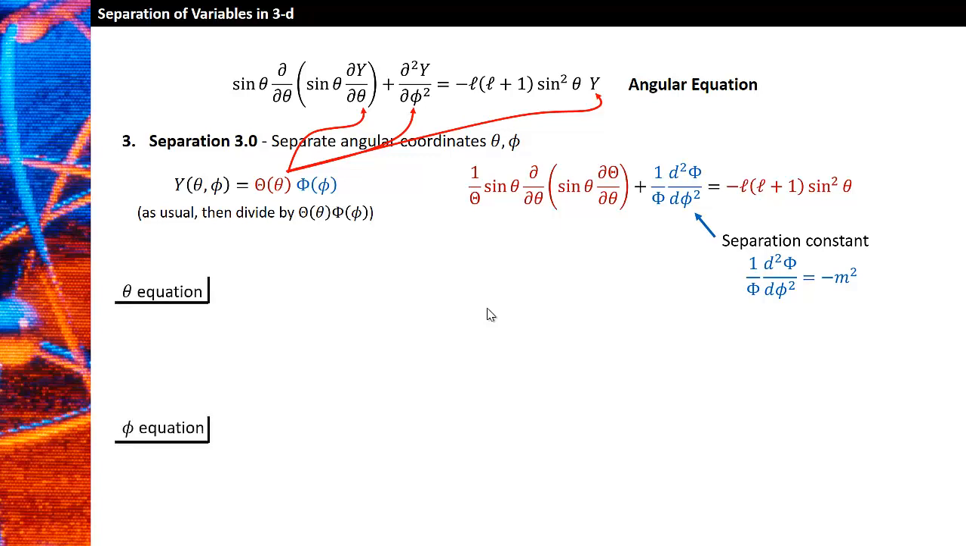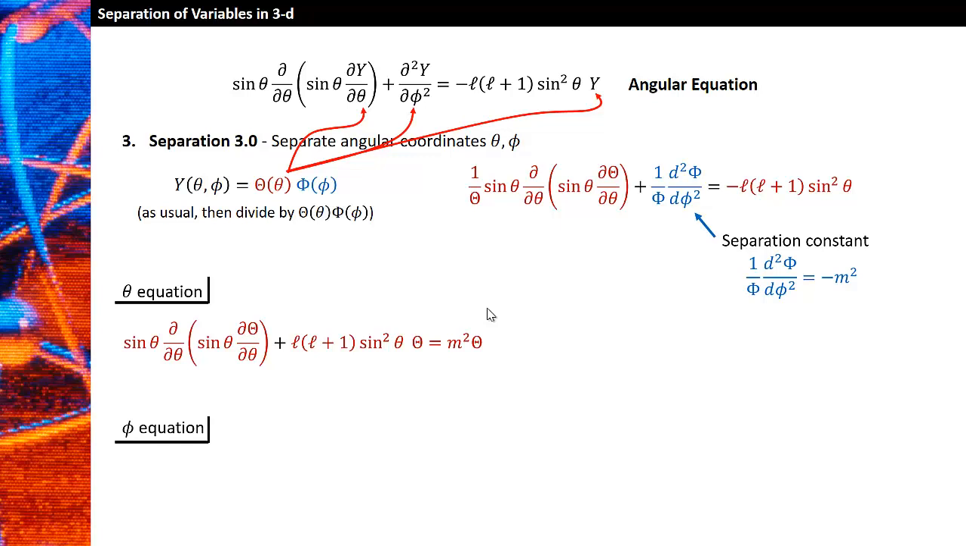So then I get from this a theta equation and a phi equation. Let's see what those look like. In the theta equation, plugging in minus m squared for that blue term, the phi-dependent term, and rearranging just a little bit, I'm going to move the l(l+1) over to the left, and then the m squared over to the right, multiplied through by capital Theta, the function. I get an equation that looks like this for theta.